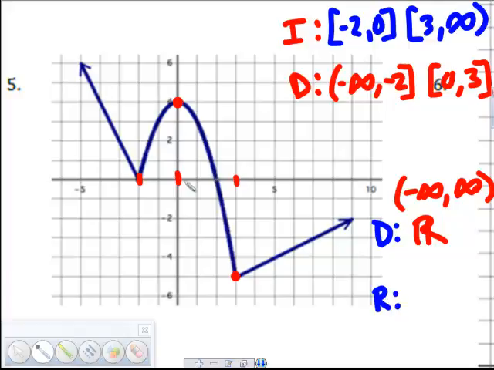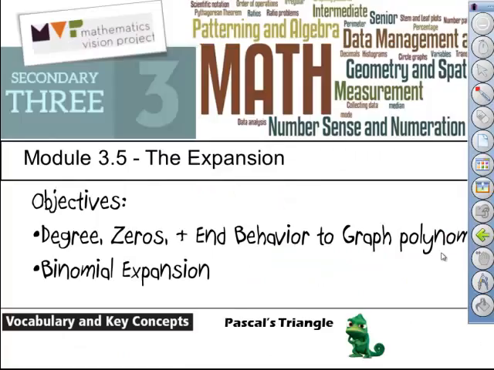What's the lowest point? Is this going to go all the way down to negative infinity? No, it stops right here, right? So the lowest point is negative 5. And then since we have these arrowheads pointing up, we know that it's going to continue all the way to infinity.